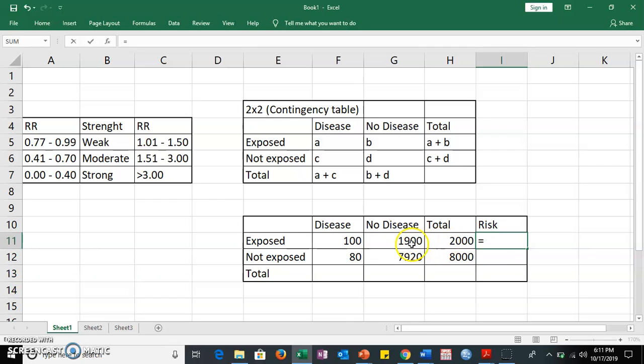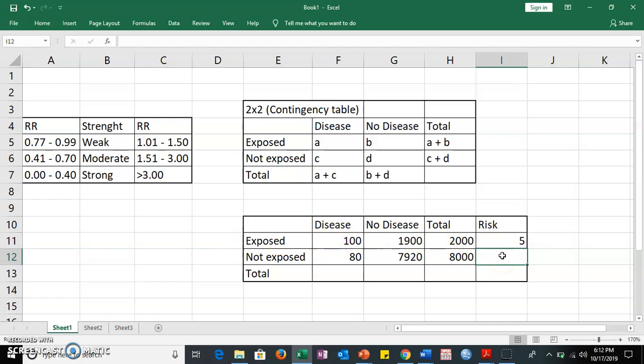Ang formula ni risk for the exposed is A, which is 100, divided by the total number of the exposed, which is 2,000. So we get 0.05, or kung gusto na in percent, times 100 lang. So 5%. 5% ang risk sa exposed.